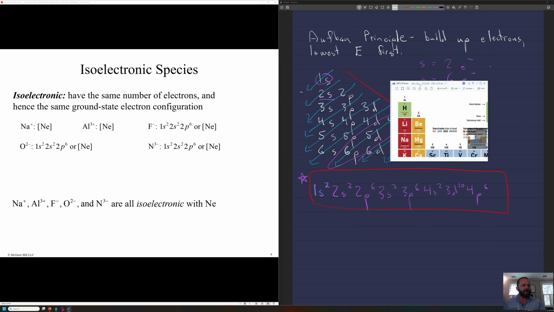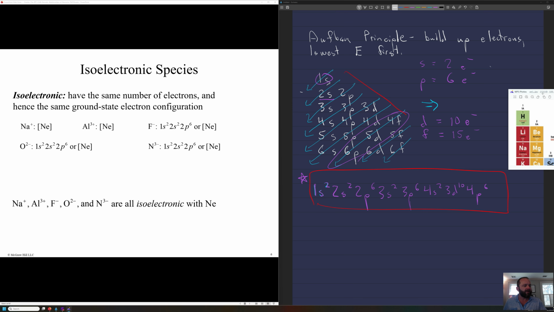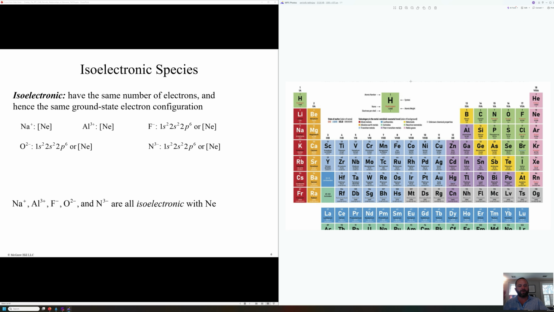All right, here's a periodic table. I think the bottom is cut off a little bit. All right, that's better.